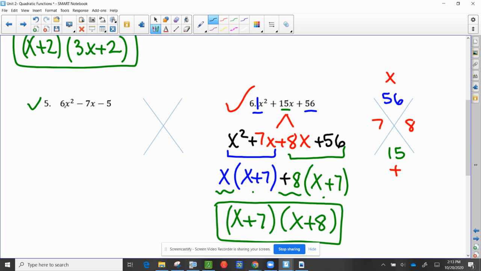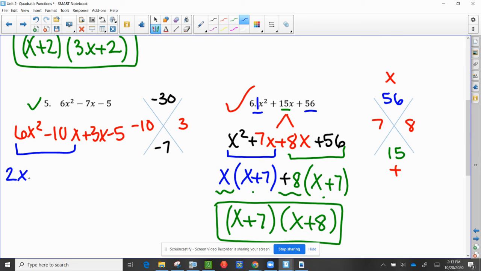Okay, so if we did it correctly, we'd have negative 30 on top and negative 7 on the bottom. So factors that would work would be 10 and 3. But in order to add to a negative 7, we'd have to put the negative with the 10. So that becomes 6x squared minus 10x plus a 3x minus 5. Again, your order might be different, so your work might be a little different, but in the end, we should get the same answer.